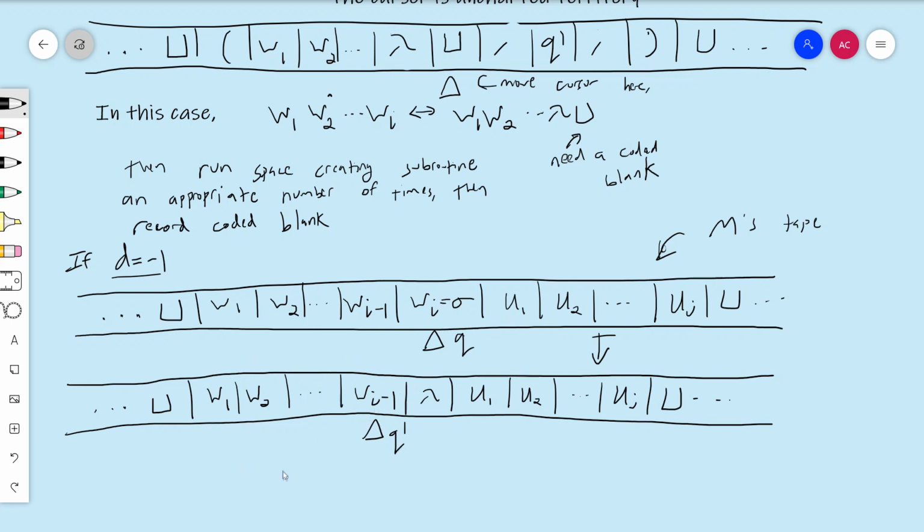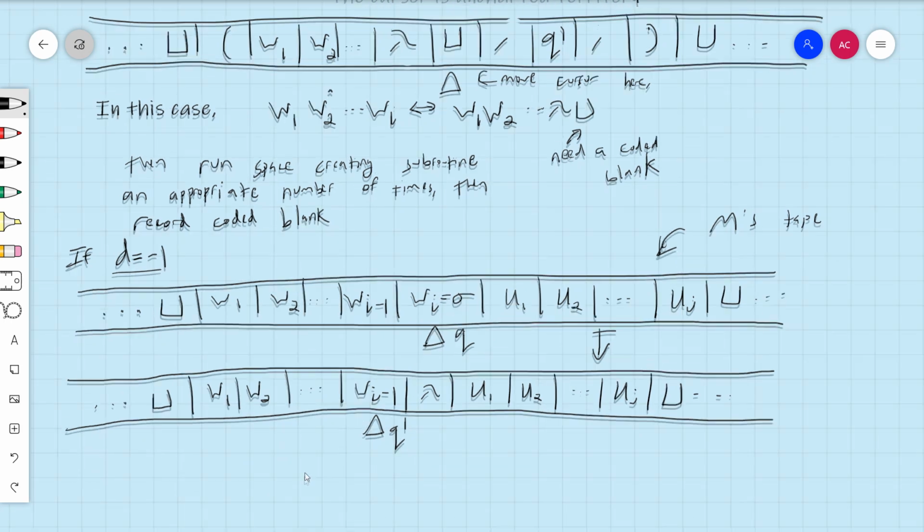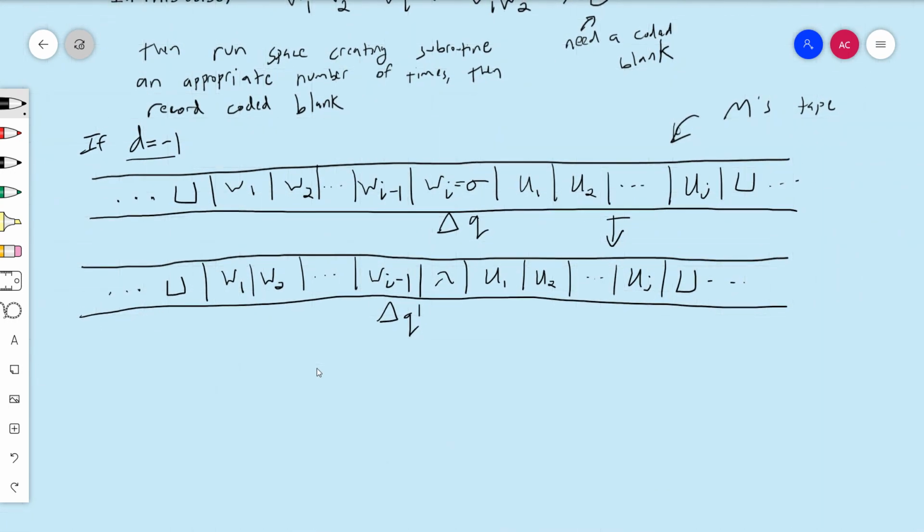So this is the step. If d equals -1, I'm going to replace the sigma with a lambda, but then I'm going to move my cursor to the left. And so what does this correspond to? What should this correspond to for our configuration? Well, the new W, the new string on the left, is going to need to be W1, W2, dot, dot, dot, up to Wi minus 1. So it doesn't include the symbol I replaced. New U is lambda U1, U2, dot, dot, dot, Uj, where U1 through Uj, this string of characters, is equal to U. So that's what I need.